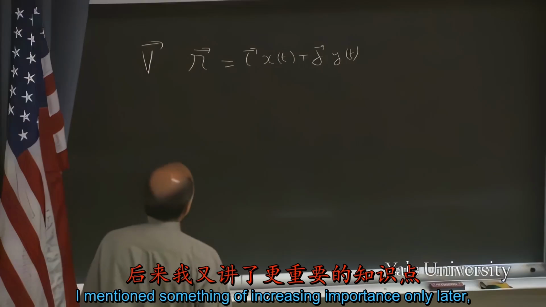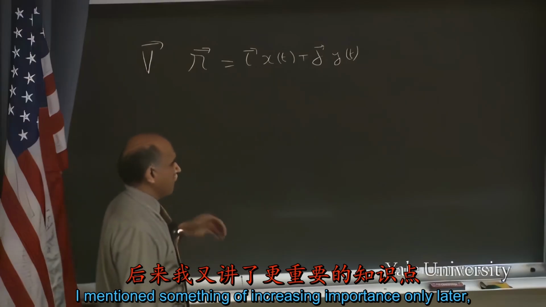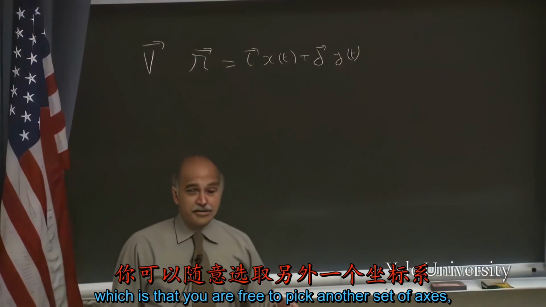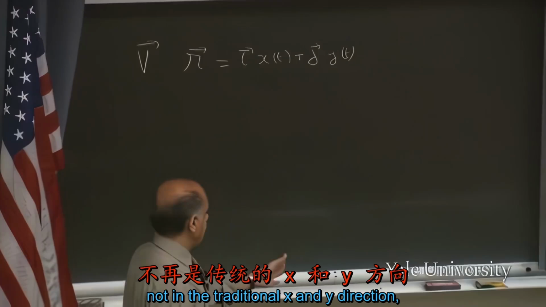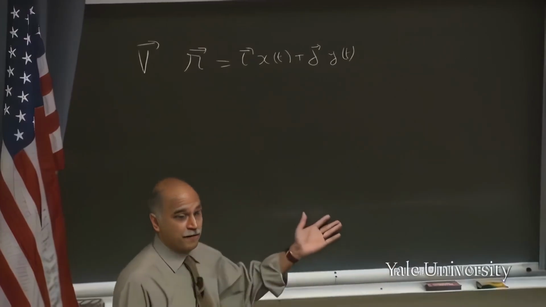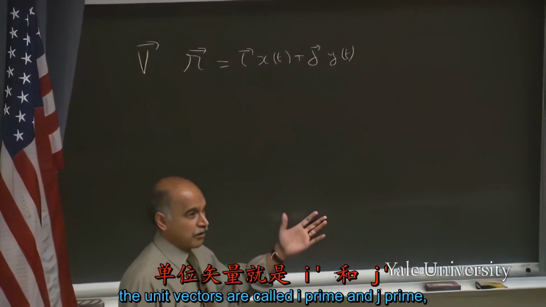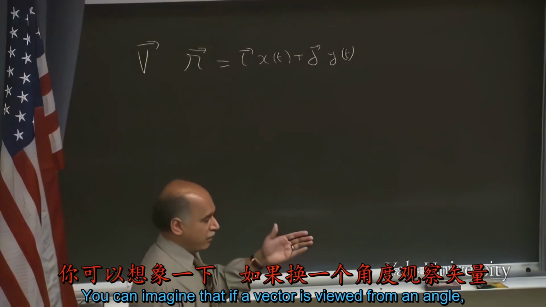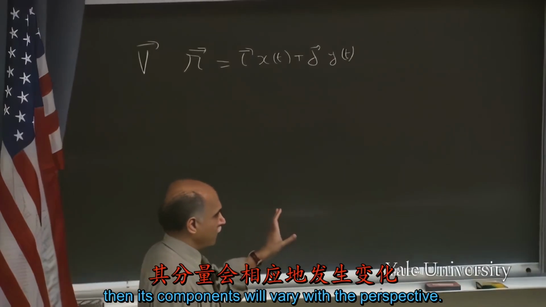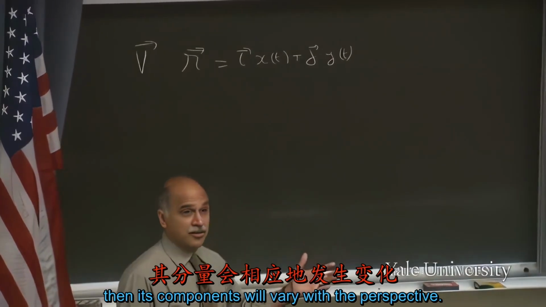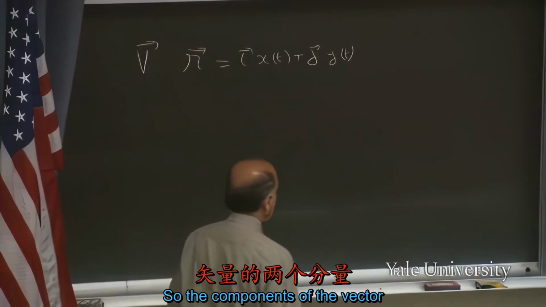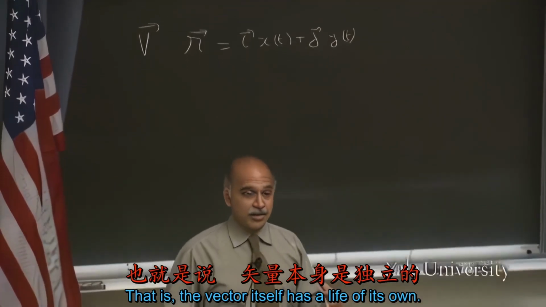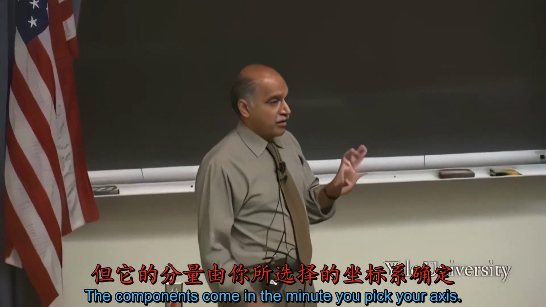I mentioned something of increasing importance only later, which is that you are free to pick another set of axes, not in the traditional x and y direction, but at some oblique direction. If you do, the unit vectors are called I prime and j prime. The components of the vector change. You can imagine that if a vector is viewed from an angle, then its components will vary with the perspective. So the components of the vector are not invariant characterizations of the vector. Whereas the vector itself has a life of its own, the components come in the minute you pick your axes.